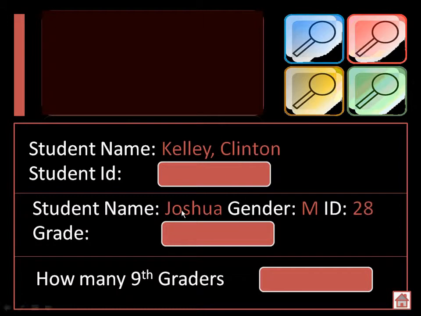Then we want you to go look for Joshua, gender male, ID 28. What's their grade level? And then how many 9th graders there are? So go ahead and do that.